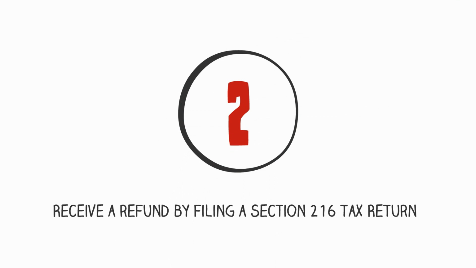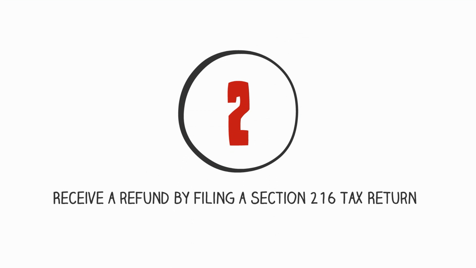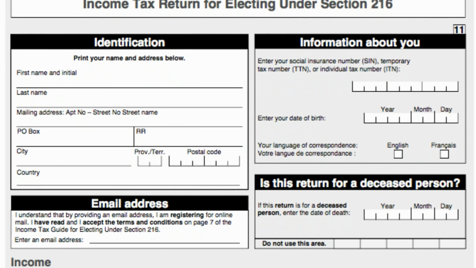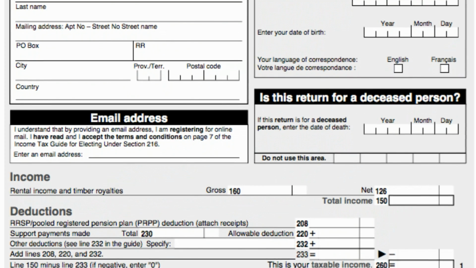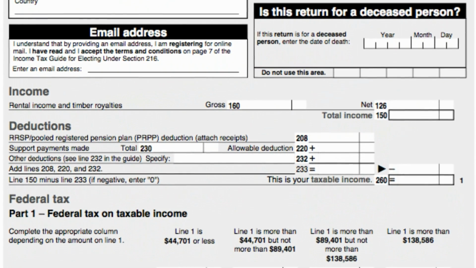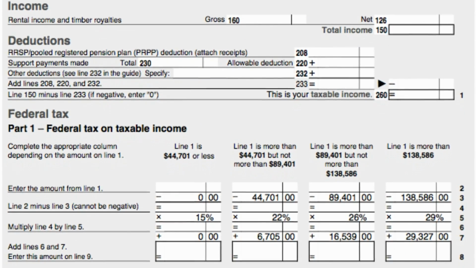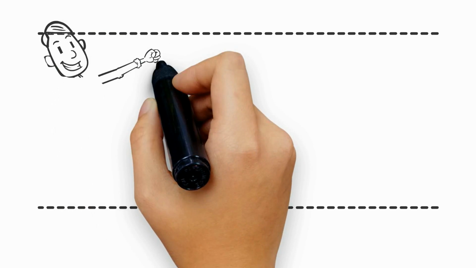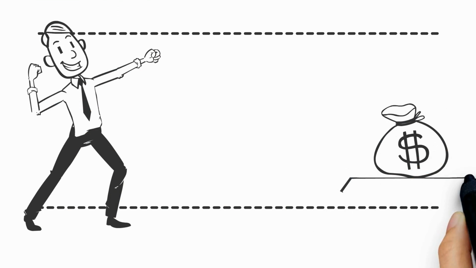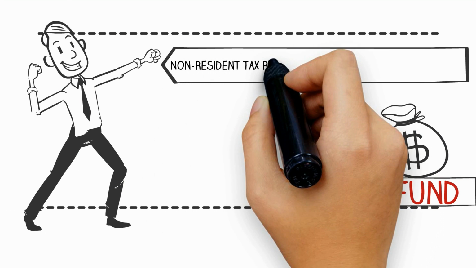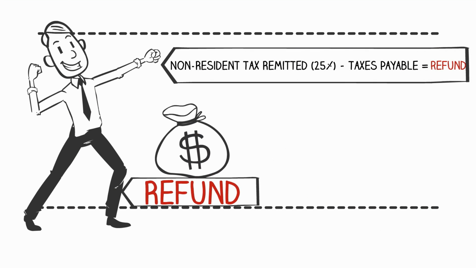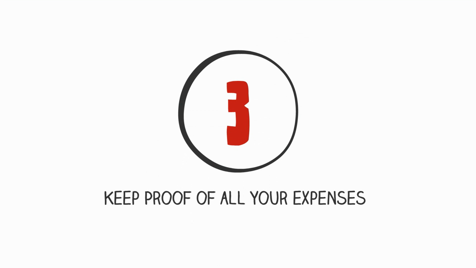Number 2, receive a refund by filing a Section 216 tax return. Once you've remitted tax at 25% of your gross rental income, consider filing a Section 216 return to receive a refund of the tax paid for the year. The Section 216 return takes into account the gross income and expenses incurred for the year and allows you to be taxed on the net rental income earned. The refund is calculated by taking the difference between the total tax payable and the non-resident tax already remitted for the year.